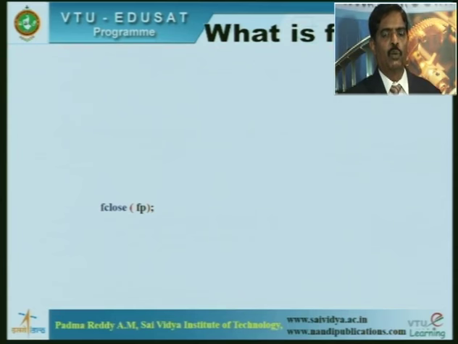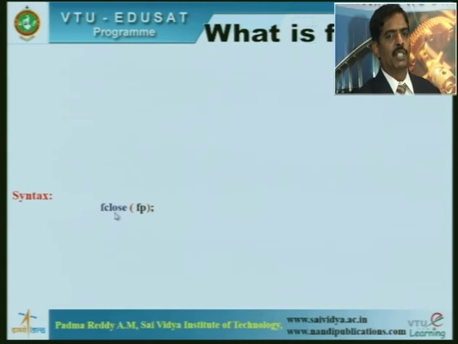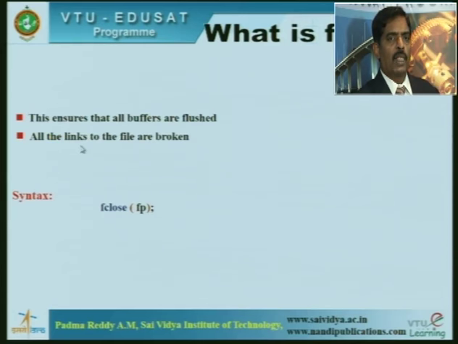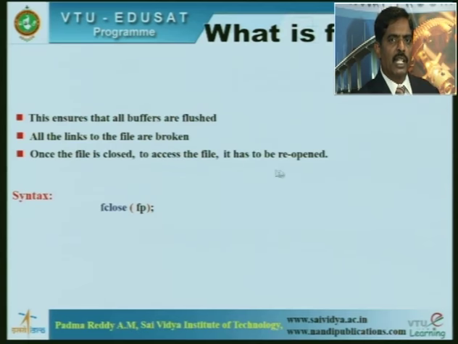Now let us see what fclose is. The syntax of closing the file is something like this. We simply write fclose, and within the parentheses we write the file pointer, and we end with a semicolon. This ensures that all buffers are flushed out and all the links to the file are broken. Once the file is closed, to access the file, it has to be reopened.